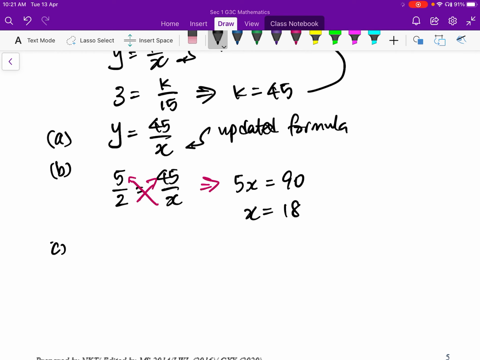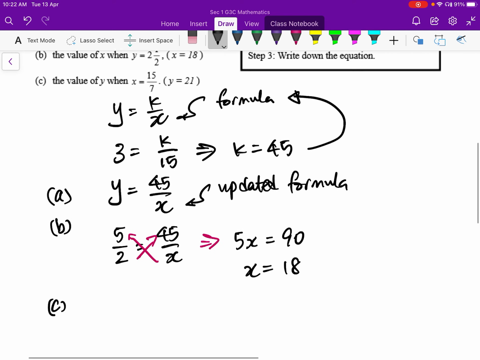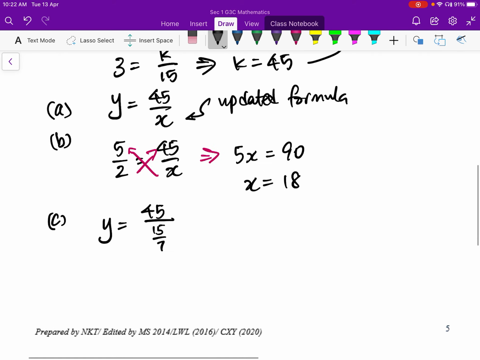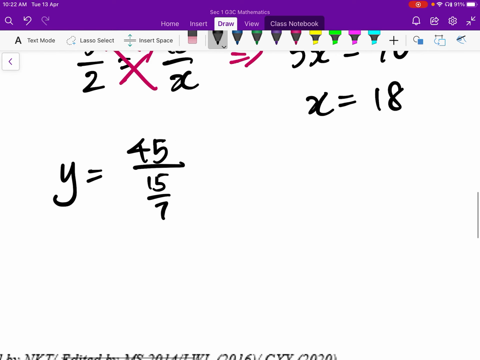And then for part C, the value of y when x is 15 over 7. Okay, so now new y, 45 divided by x. X is 15 over 7, so 15 over 7. Whenever you have a fraction in a fraction, you have to make sure it is very clear where that smaller fraction is. In this case, the smaller fraction is in the denominator. So you indicate by a longer fraction line below the 45. So this implies we have 45 multiplied by 7 over 15. So 21.